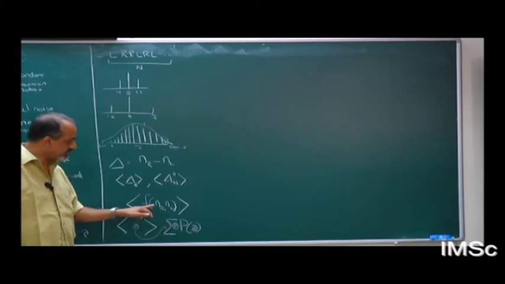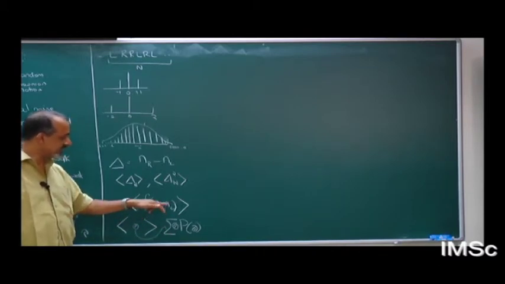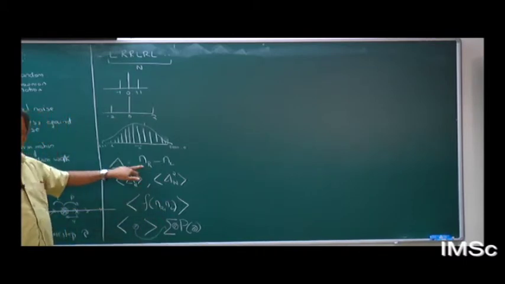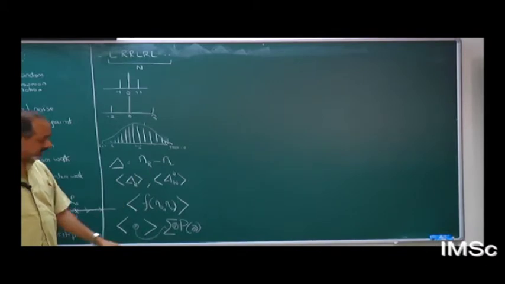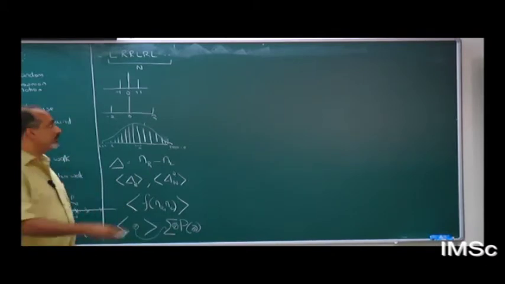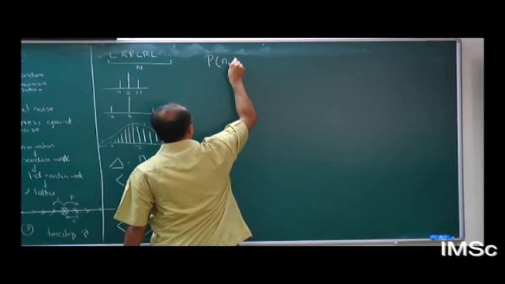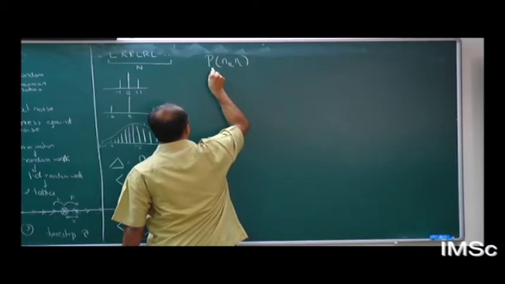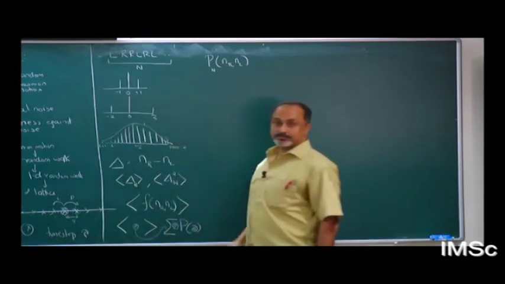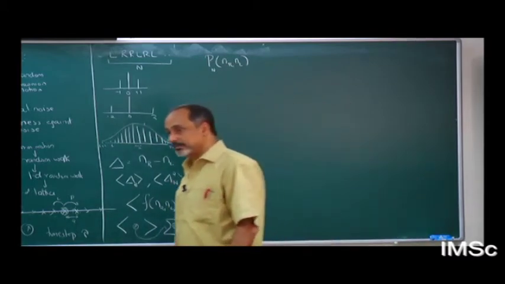So, now in order to find the average value of some function of NR and NL, and this is one function and this is another function, what I need to do is to find the probability P of the number of steps to the right and the number of steps to the left in a walk with n steps. That is what I want to try and describe.